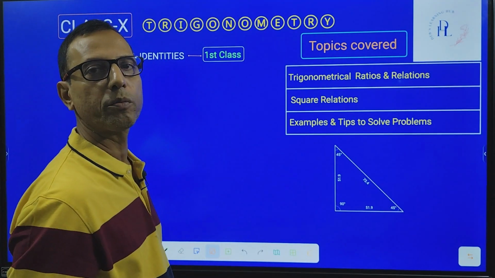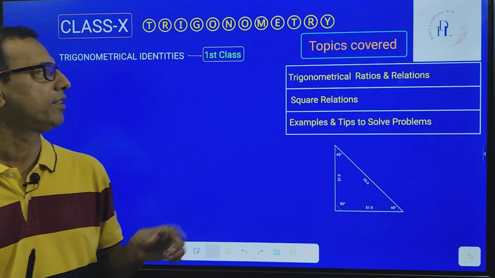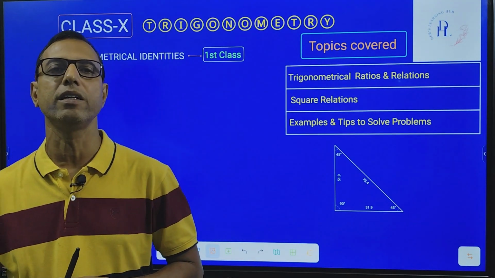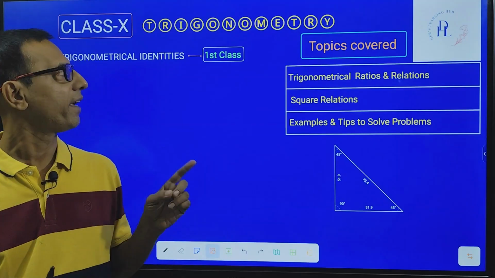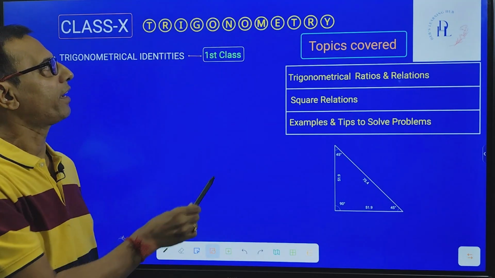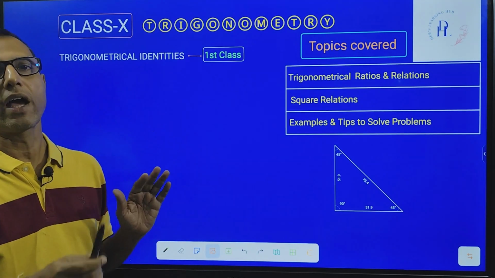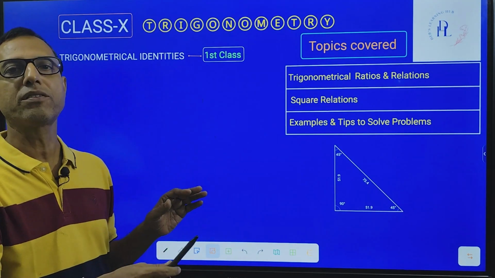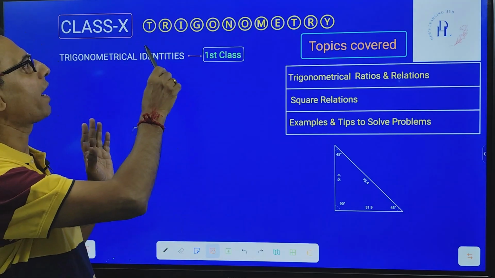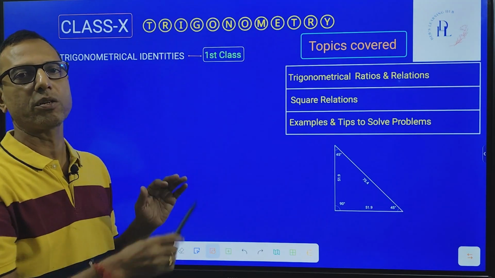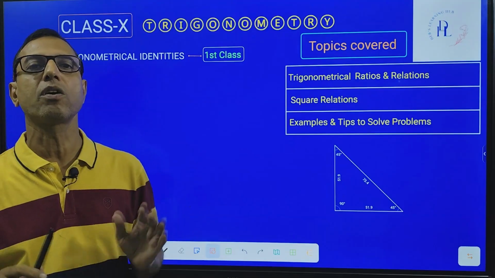So what is trigonometrical ratios? Trigonometry, this is the term, it's a Greek word. Trigon, T-R-I-G-O-N, trigon, and then metry. So trigon means triangle, metry means measurement. So triangle, metry, measurement. That means this is a measurement of triangle.